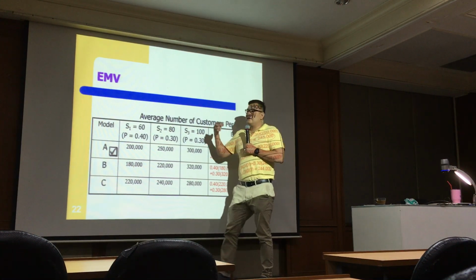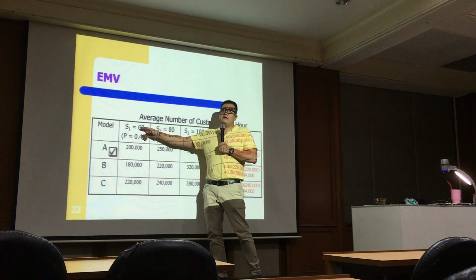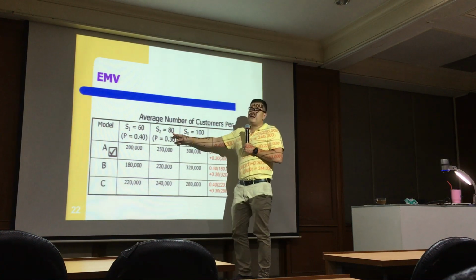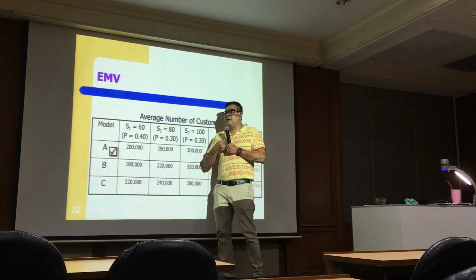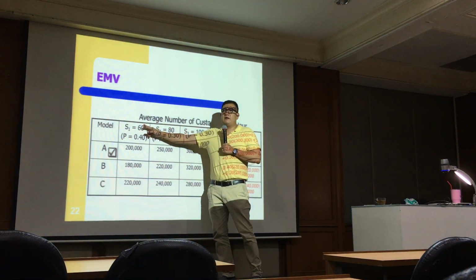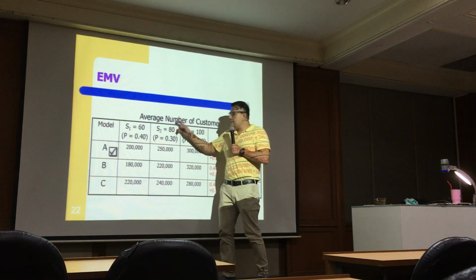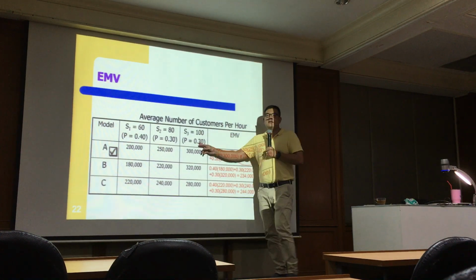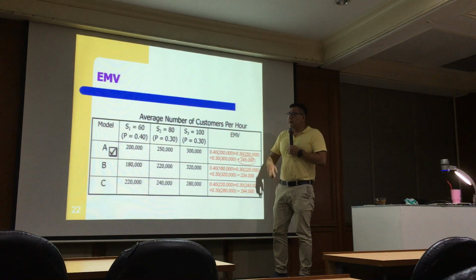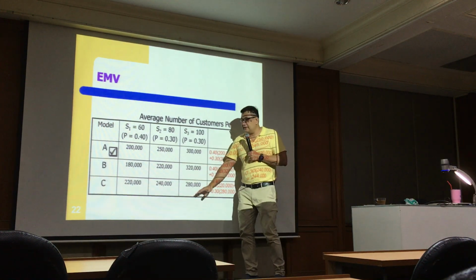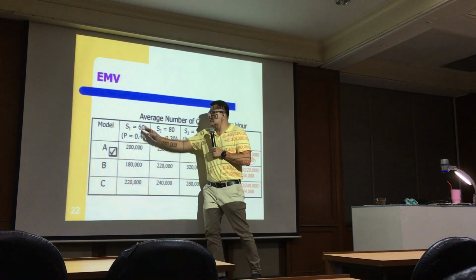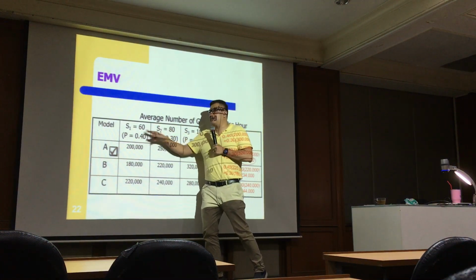The average number of customers coming to your restaurant is 60 customers per hour, 80 customers per hour, and 100 customers per hour. And you expect that this case has a probability of 0.4, this case 0.3, and this case 0.3. The way that we analyze this is decision making under risk, because we have different alternatives, we have different outcomes, and for each outcome you can expect the probability.